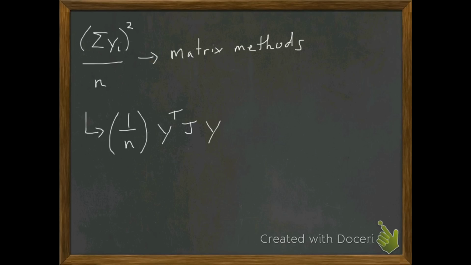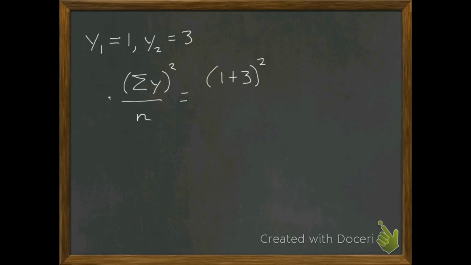I think first and foremost, why, and are you sure? Yeah, I'm sure, or at least I'm pretty sure. But if you think about this, let's just set up a simple example. Let y1 be 1 and y2 be 3. First of all, if we take the sum of the y's quantity squared over n, we're going to get 1 plus 3 quantity squared over 2, which of course is going to be 8.